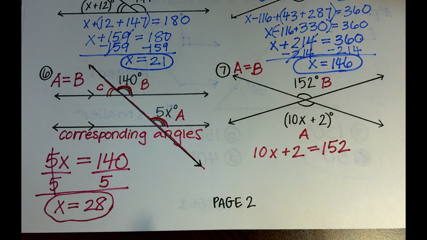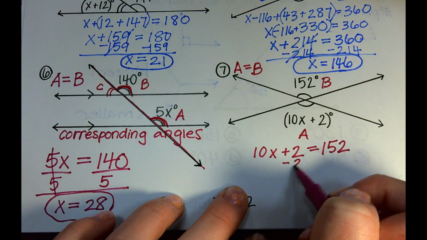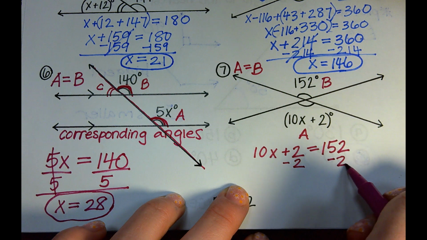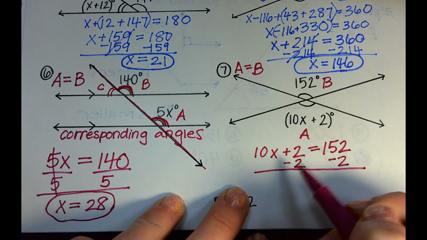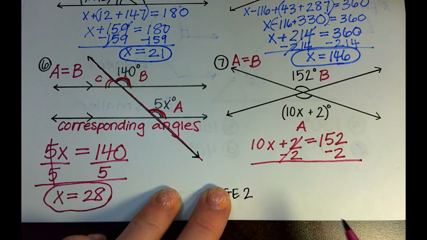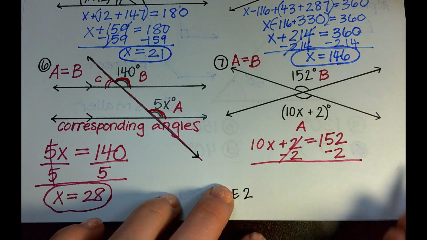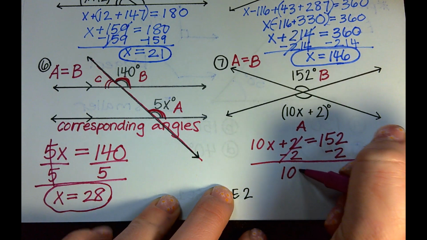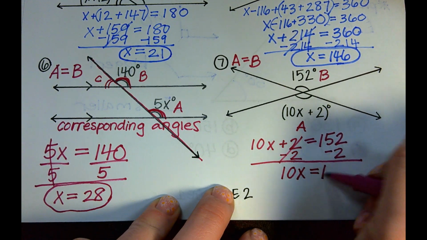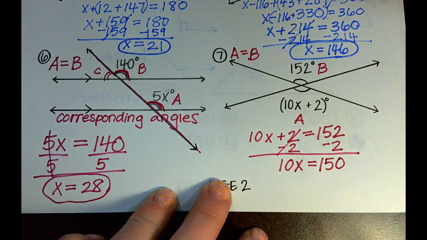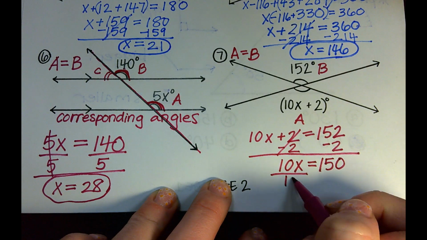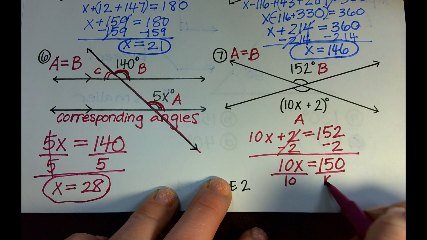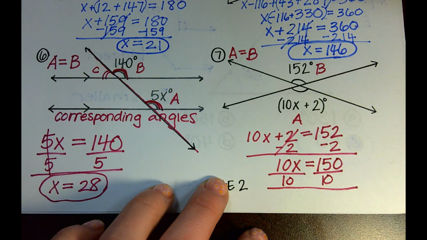How did I solve this? Subtract 2 from that, back to the basics. Good. And what's that going to give us? 10x equals 150. Perfect. And you do 10. Yes, divide by 10. 15. Not too bad.